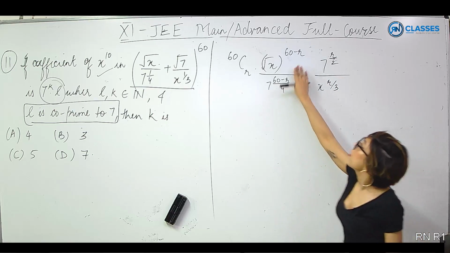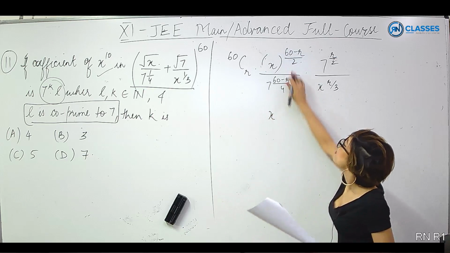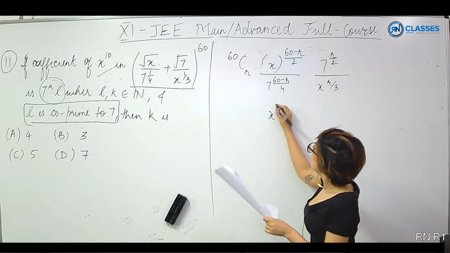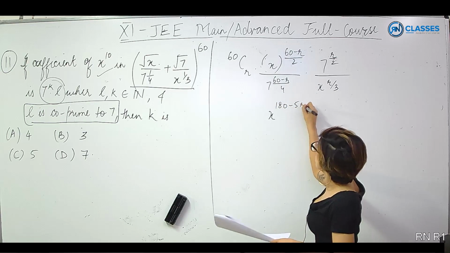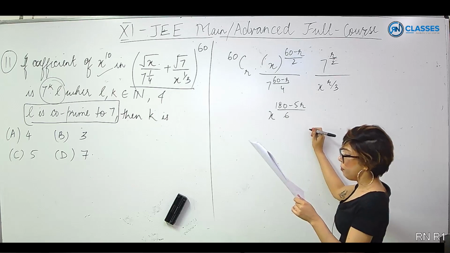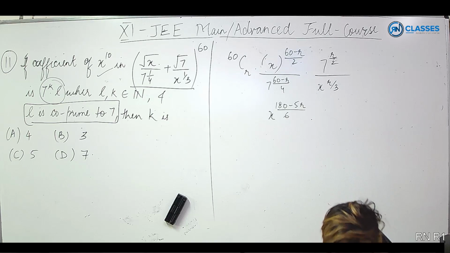I need the terms of x to be together. First of all, let me write it as divided by 2. Then x raised by 60 minus r by 2 minus r by 3. It turns out to be (180 minus 5r) by 6. Into 7 raised by whatever it is, we'll try to find out.